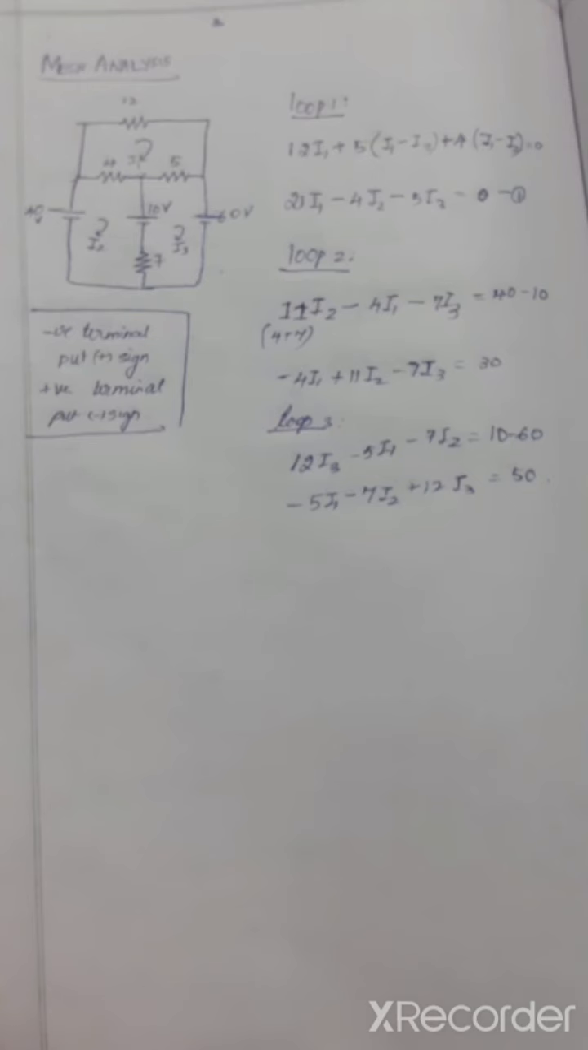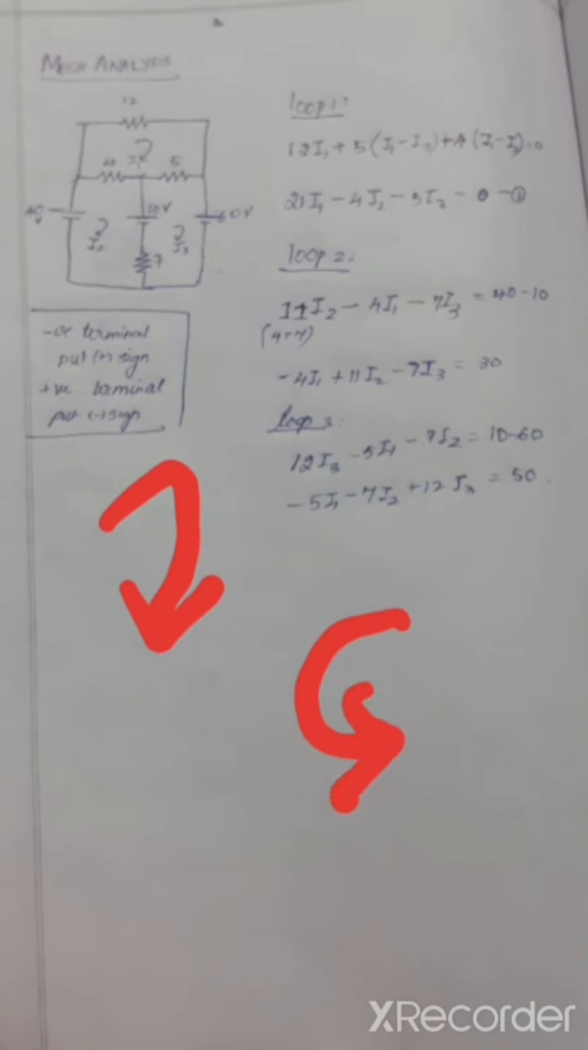Right, the first step in mesh analysis is to mark the direction of current in the loops. It has to be clockwise or anti-clockwise. It's your wish, but it's important that you use the same direction throughout the circuit. Here I have chosen clockwise. You have to give names to the currents I1, I2 and I3 respectively. I have considered this as loop 1, this as loop 2, and this as loop 3.